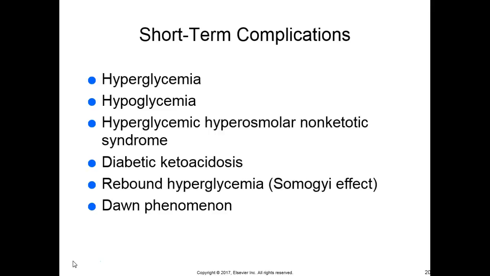Treatment of HHS focuses on fluid replacement and correction of electrolyte imbalances. Fluid replacement initially will be rapid, so you need to assess their cardiovascular and respiratory status frequently. Small amounts of insulin may be used also until the glucose levels are stabilized.